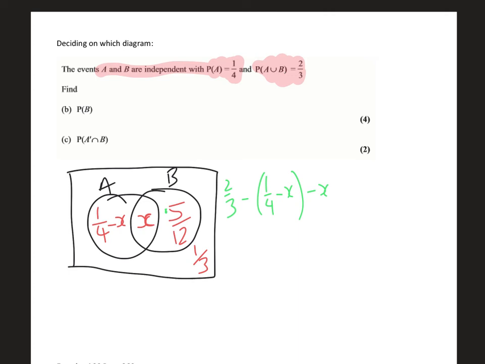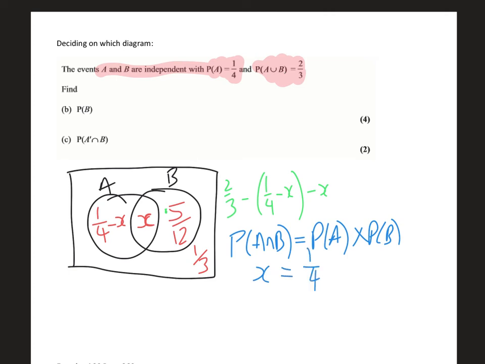Okay, this time I can't use the trick of adding everything up to give me 1 because the X's will cancel out naturally anyway. So we need to be a bit more clever this time and think, how else can I do it? I must be given one more bit of information, and I'm given that the events are independent. So therefore, probability of A and B must equal probability of A times probability of B. So A and B was X, probability of A was a quarter, and probability of B is X add 5/12.